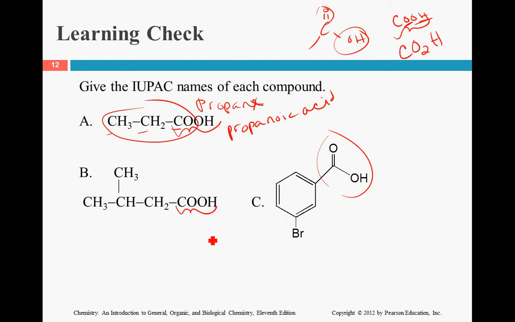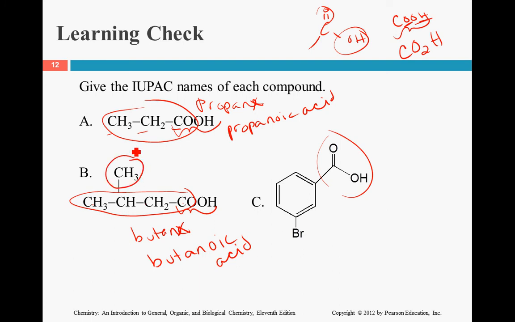Once again, this means it's the carboxylic acid. Find the longest chain. 1, 2, 3, 4. So that's butane. Change the E to OIC, so butanoic acid, and add the word acid. Now we go back and look for substituents. We have this right here that is not accounted for, and this is your methyl. Count from the oxygen, so 1, 2, 3. On the third carbon, there's a methyl group. So 3-methyl butanoic acid.